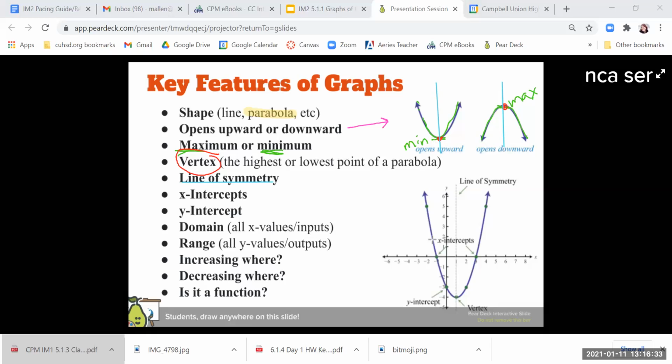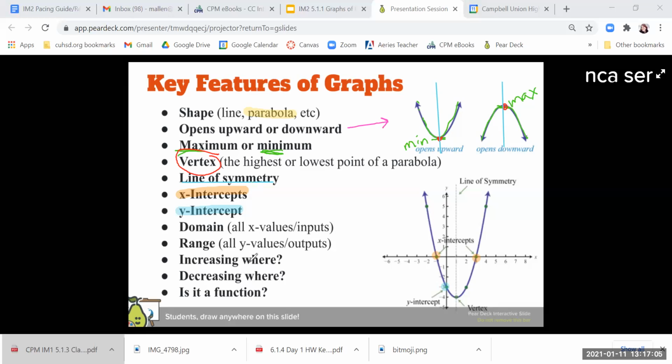And then when we have a parabola graphed, we're looking for all these key features. We're looking for x-intercepts, where it crosses the x-axis. We're looking for y-intercepts, where it crosses the y-axis. We're looking for the domain, what x values we can use, or inputs we can use in the equation, and the range, what y values. And we'll get into this more deeply when we do an example.